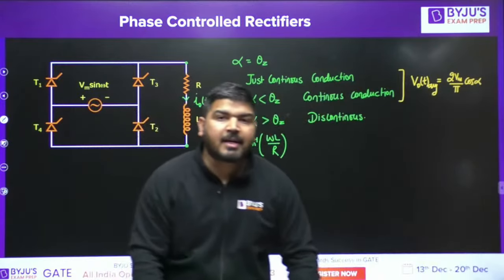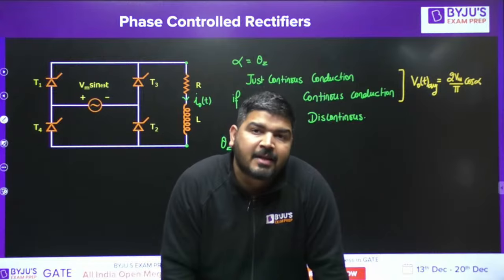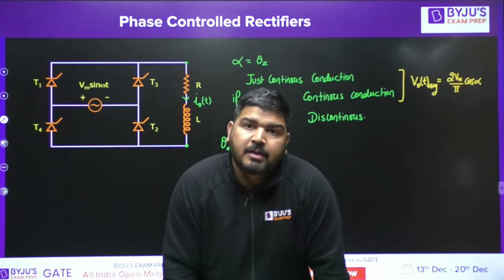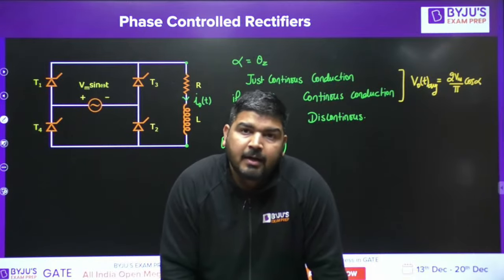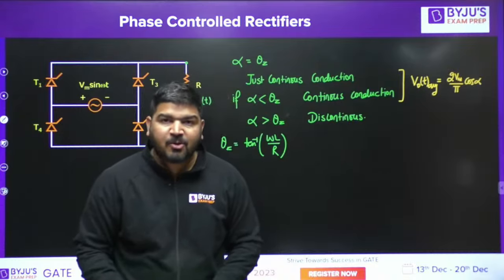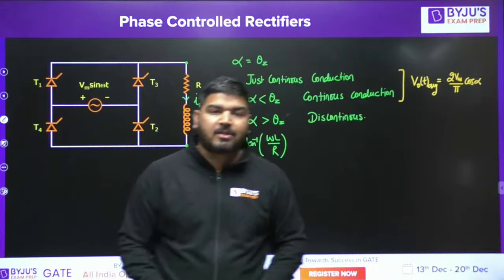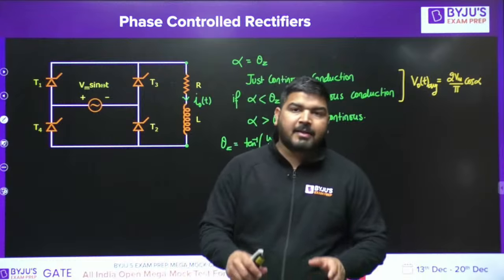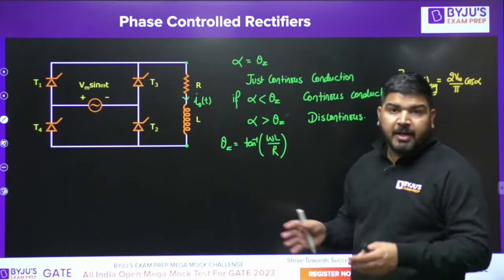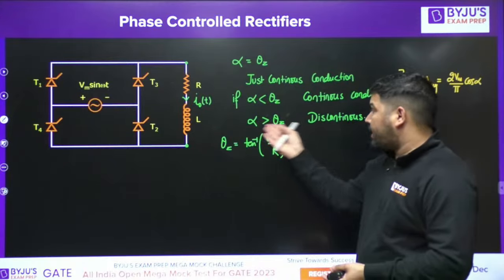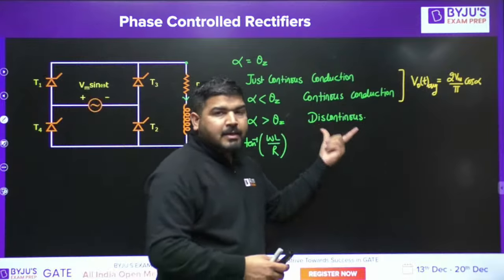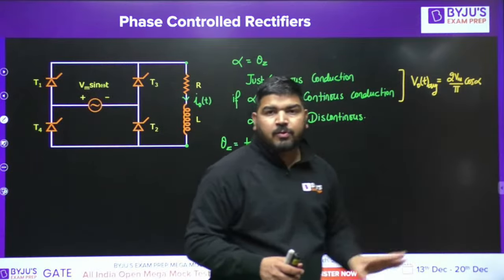Now for discontinuous conduction, you have some extinction angle beta, which you need to calculate, and it's difficult to calculate. So that's why I'm not interested in the discontinuous conduction mode, but you should revise discontinuous conduction also, because there might be some question in which beta is already provided to you and you need to calculate the average output voltage. So in discontinuous conduction, this will not be the average output voltage.